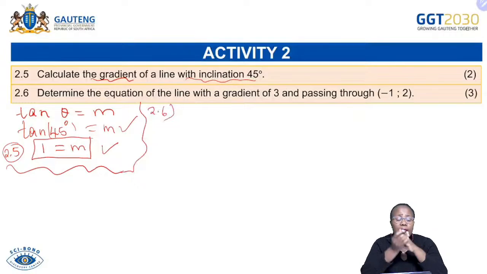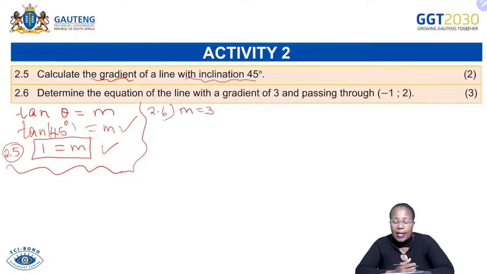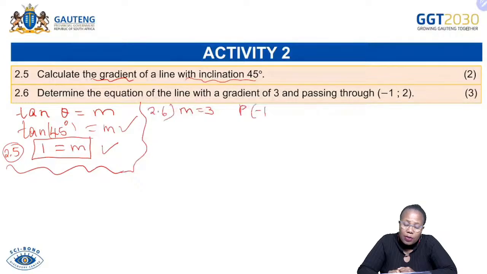For 2.6, determine the equation of a line with the gradient 3. M is equal to 3, the gradient of that line. And the line is passing through the point (-1; 2). Then determine the equation. You know, grade 12, it will be y = mx + c.